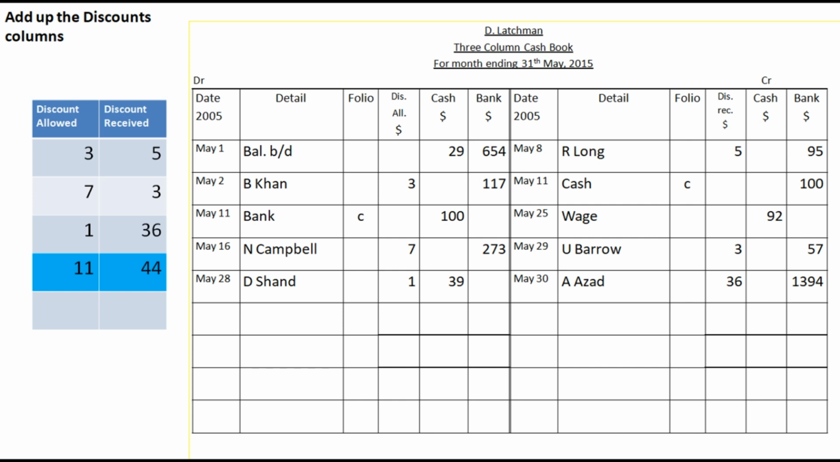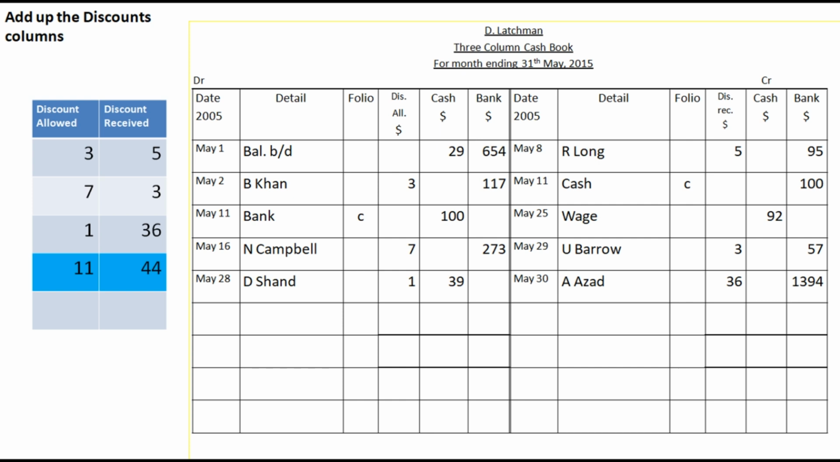In the last class, we talked about how to post transactions into the three-column cash book. Today, we'll be talking about how to balance off the three-column cash book. Before we could balance off the three-column cash book, we should add up our discount columns, our discount allowed column and our discount received column.